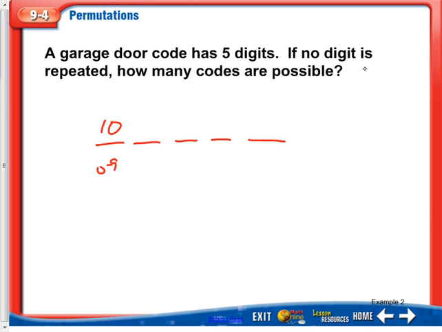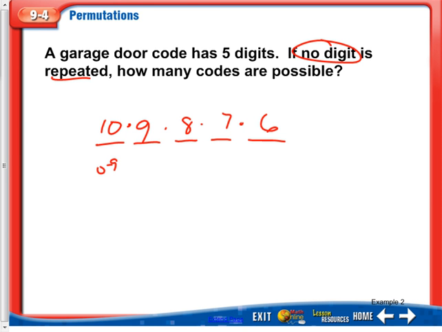Now, it says no digit can be repeated. So if I could repeat it, I could have a code like 11111. But this says I can't repeat it. So I have 10 choices for the first number, and then I only have 9, and then 8, and then 7, and then 6. Okay, now we can use our calculators to figure that out.